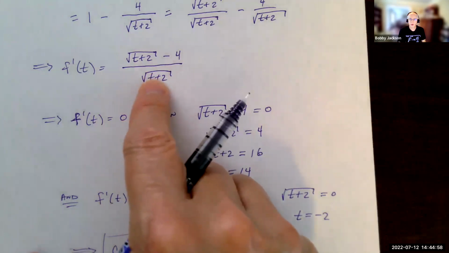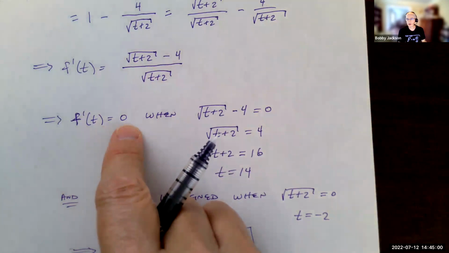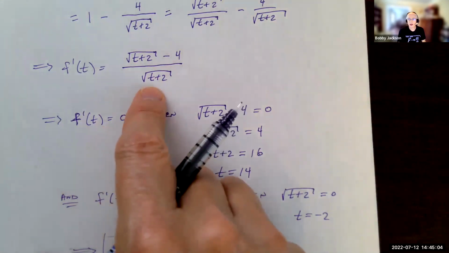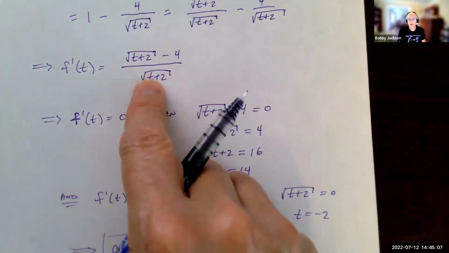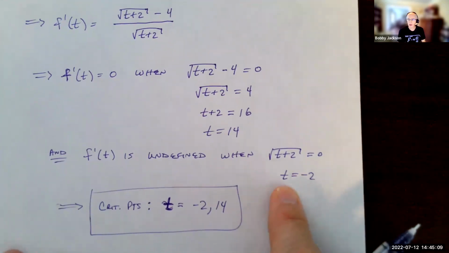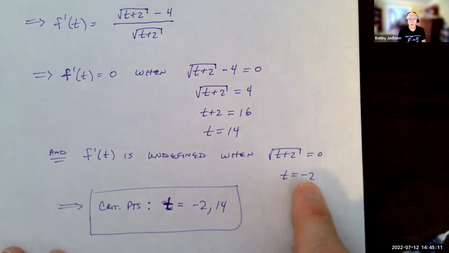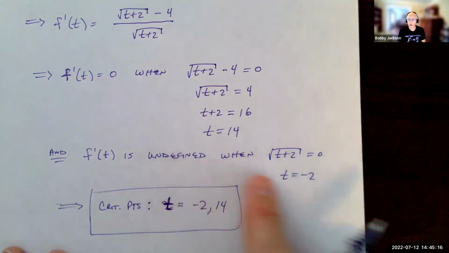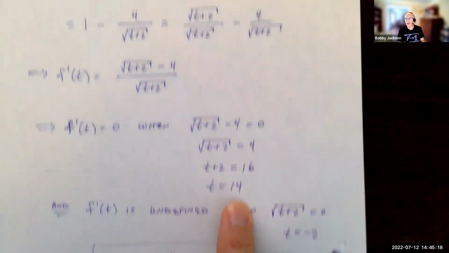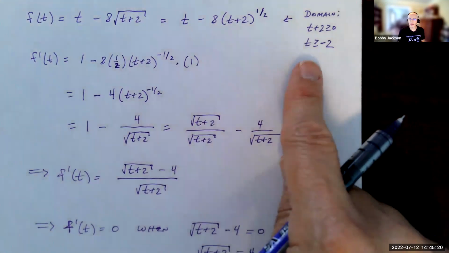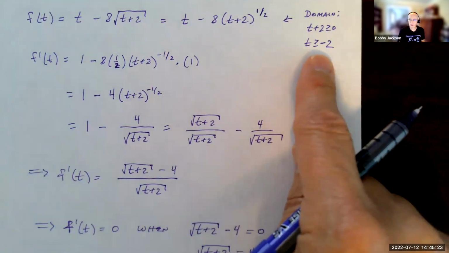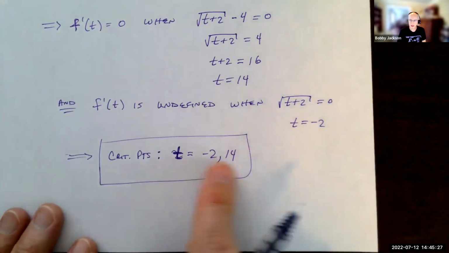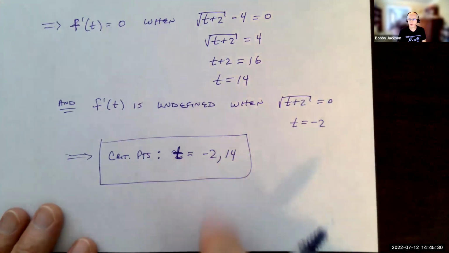Also, though, remember, critical points are not just where the derivative is 0, but also where it may be undefined in the domain, right? And it's undefined when you're dividing by 0. So when the square root of t plus 2 is 0, t being -2 will make that denominator 0, meaning the derivative is undefined. Both -2 and 14 are indeed in the domain of the function. Even though it's sort of an endpoint, -2 is still in the domain. So technically, these are both critical points, -2 and 14.